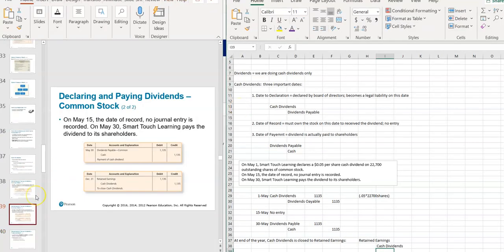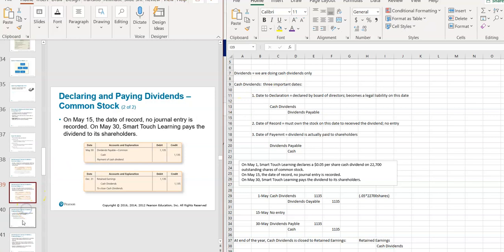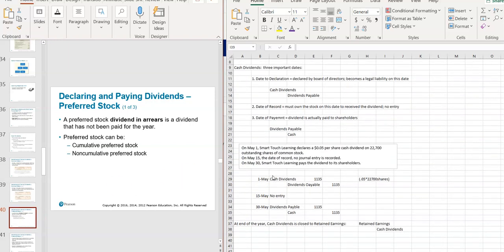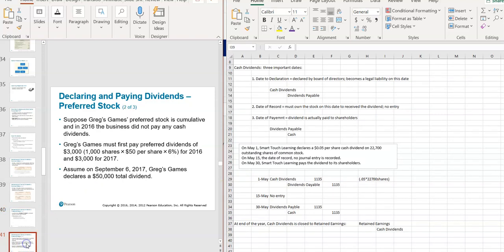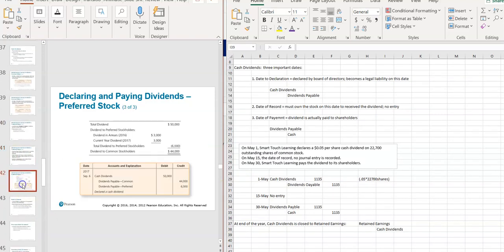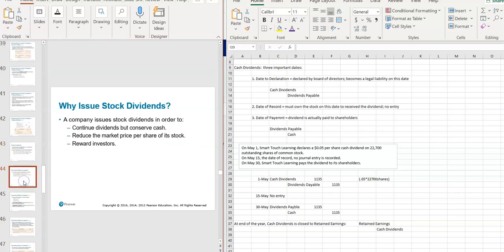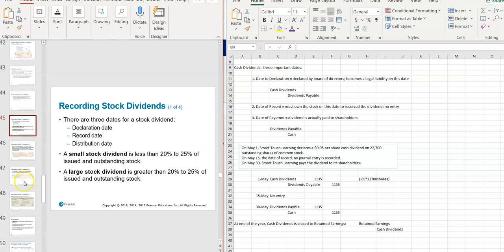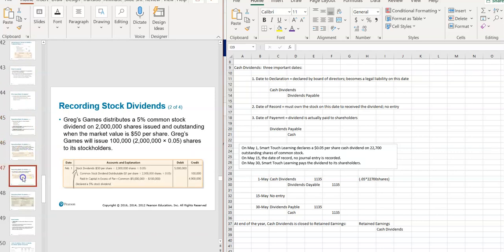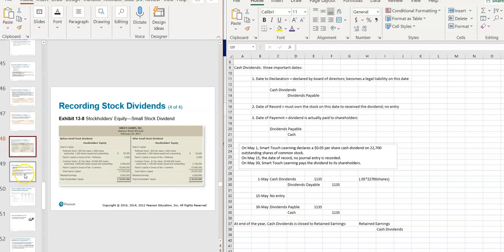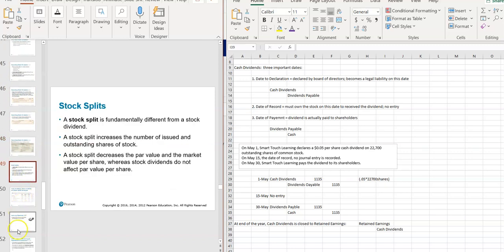Okay, let's go back over here. All right, preferred dividends we're not getting into. We're only doing common. We're also not doing stock dividends. Stock dividends are when they issue additional shares of stock instead of cash, because perhaps they don't have the cash, but they want to pay a dividend.